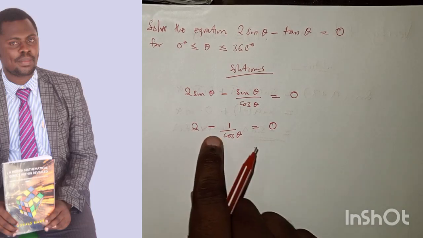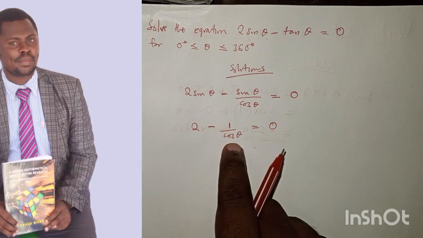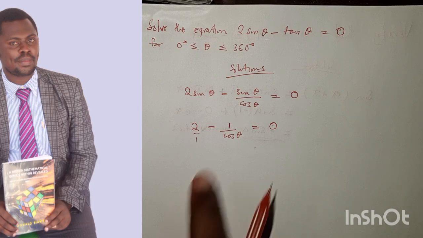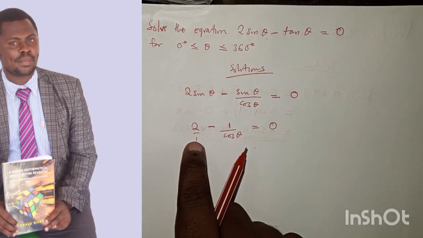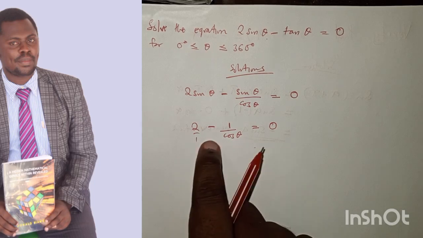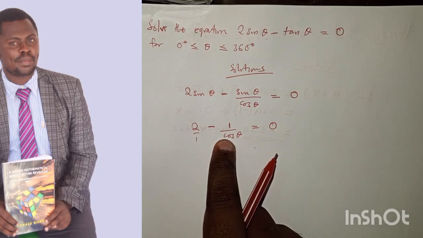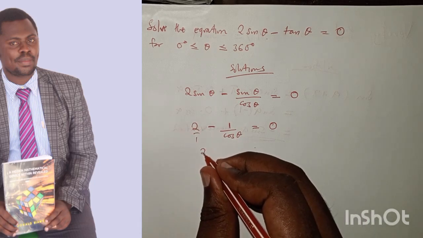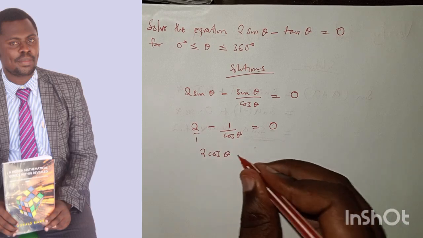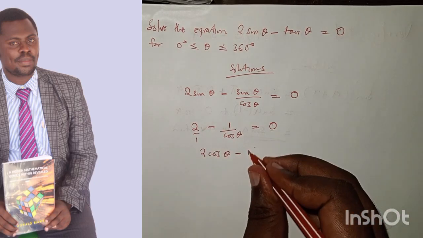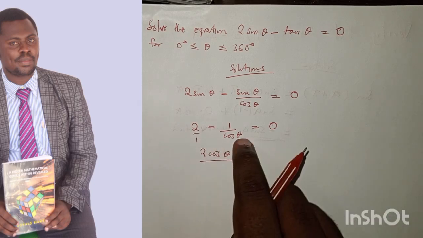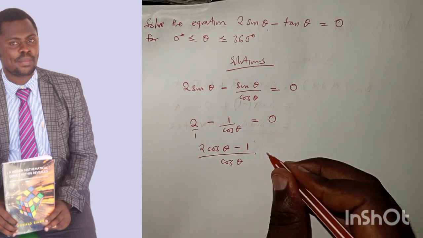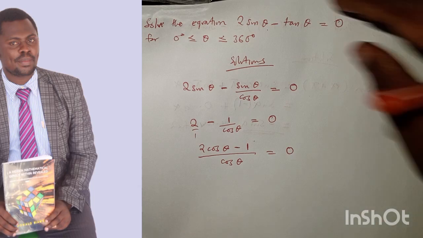Here we can work out this fraction of 2 minus 1 over cos theta. This 2 is just over 1 there. Then we can cross multiply, dividing by the product of the denominators. So we say 2 multiplied by cos theta, we are going to have 2 cos theta, minus 1 times 1 is 1, over 1 times cos theta, we have cos theta. Then this is equal to 0.